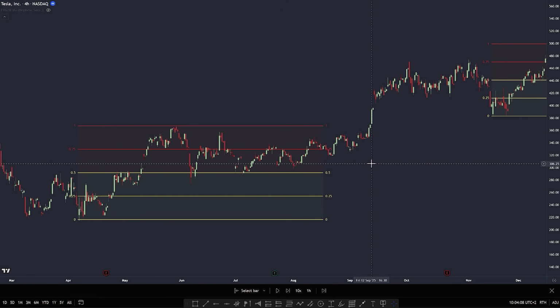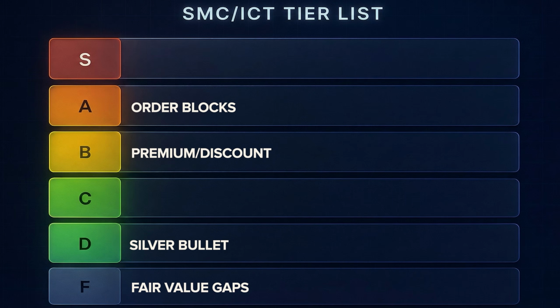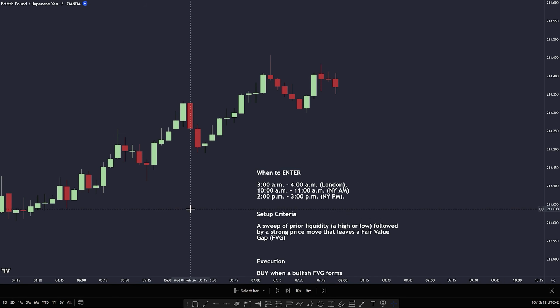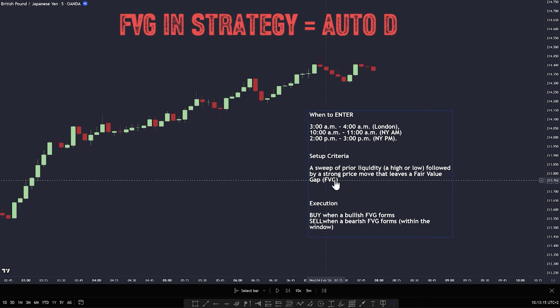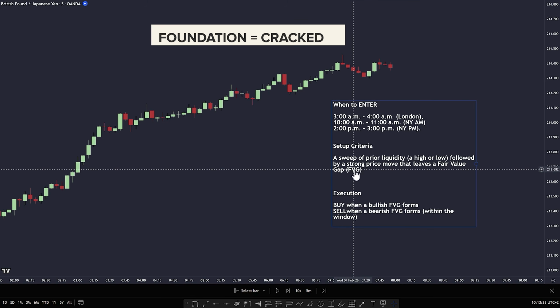Now for one of ICT's signature strategies. Silver bullet, D tier. Here's my rule. Anything that has fair value gaps as a core component of the strategy is an automatic D for me, period. Silver bullet tells you to hunt gaps during specific 1-hour windows, but we just established fair value gaps are F tier. I don't care how pretty the setup looks, the foundation is cracked.